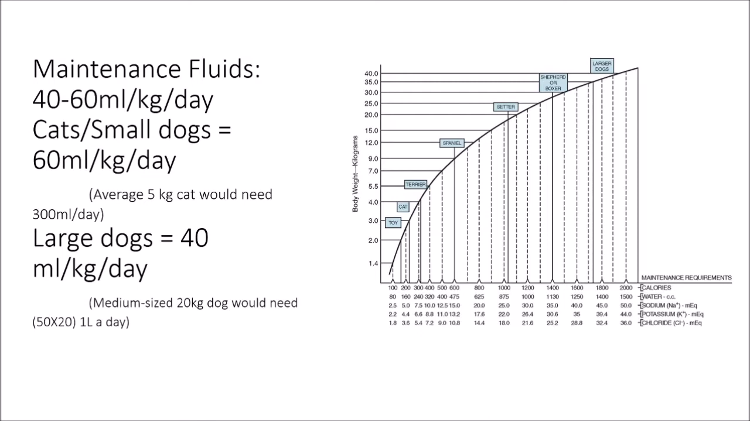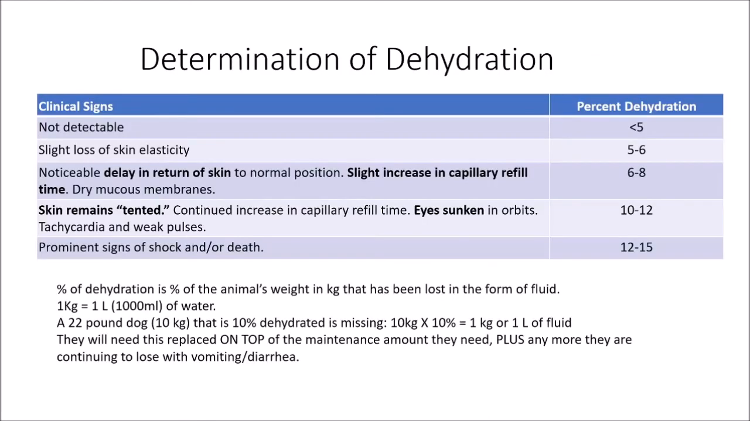If we need to add to that because they're dehydrated, we need to take into consideration their percentage of dehydration. If they're losing more because they're vomiting or having diarrhea, we need to take that into consideration as well. So how do we determine the dehydration?